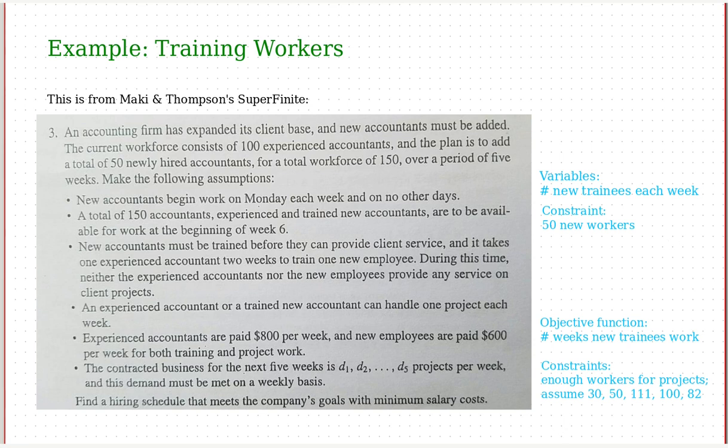So that means that we're trying to minimize the cost during the training period of hiring these 50 new accountants while still having enough workers available to work on all the necessary projects, right? So we still have to be able to complete all these projects. So these are going to be more of our constraints, right? One constraint comes from the 50 new workers, and then we're going to have 5 additional constraints that come from the fact that we have to have enough workers to work on all these projects. Okay?